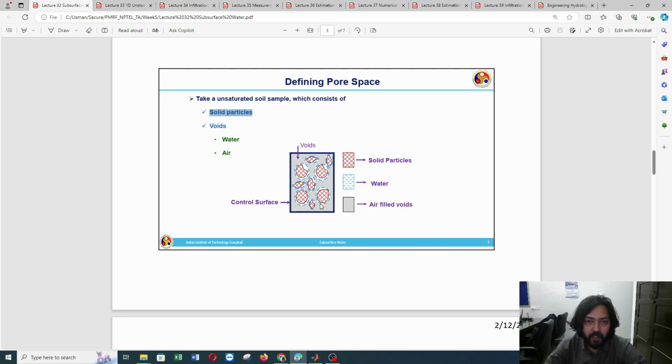Whenever in any soil the void is completely filled with water, that kind of soil is called saturated soil. And when we talk about an unsaturated soil, it means there will be presence of all three things, that is air, water and solid.